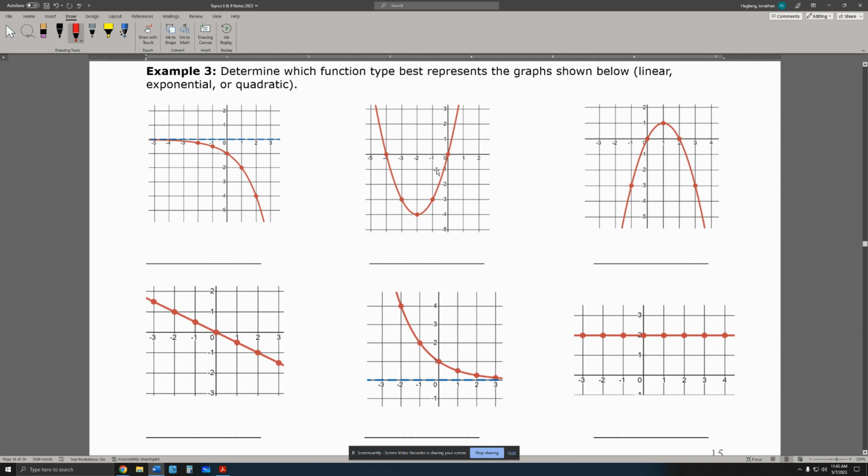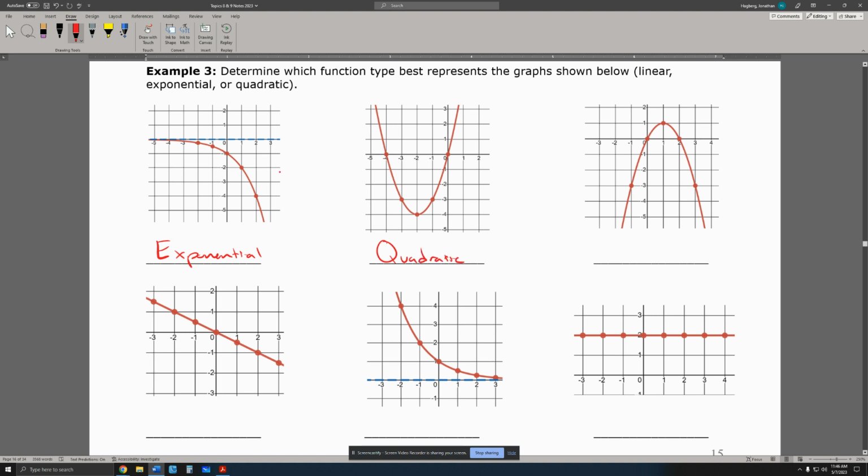Example 3, I notice that this function is constantly decreasing. It just keeps moving down, and it's also moving away from this finite y value, the x-axis, y equals 0. This function is exponential. For the next one, we've got a U-shaped graph. We've got a vertex at the bottom of the graph, our minimum. Both ends extend upward into the positive infinity direction, the positive y direction. This graph is a quadratic.